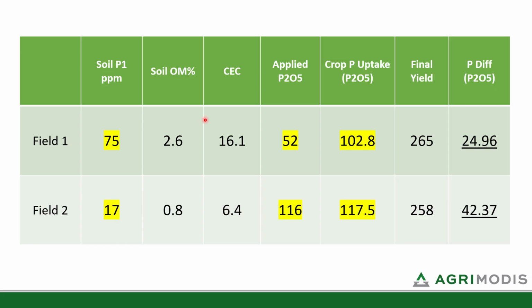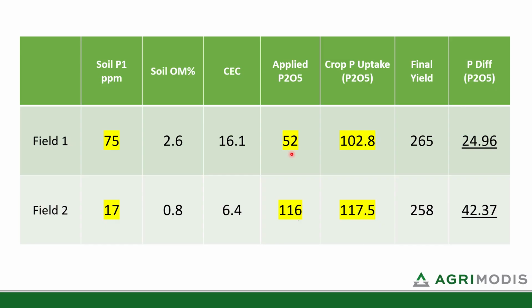From our data last year, I wanted to show you the role of excess phosphate. This is an example of two fields from the same client that used Agrimodis last year. I highlighted these two fields, the P1 on the soil test. Field 1 was 75, field 2 was 17. Because it only had 17 ppm, the applied phosphorus on field 2 last year was 116 pounds of P2O5. Field 1 still got 52 pounds.